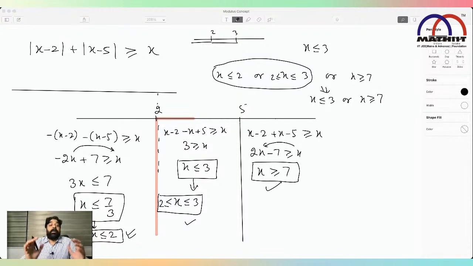Initially, if you have never done inequality intersections, slight difficulty will be there, but believe me, after 2-3 questions, you will become perfect. It will not be a problem. Let me explain with another example.